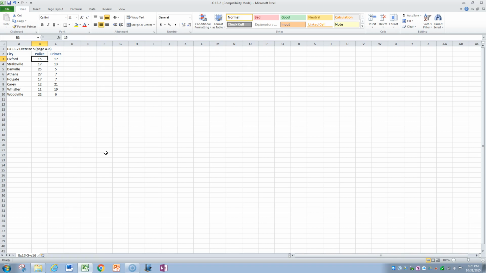The City Council of Pine Bluffs is considering increasing the number of police in an effort to reduce crime. Before making a final decision, the council asked the chief of police to survey other cities of similar size to determine the relationship between the number of police and the number of crimes reported. The chief gathered the following sample information, which is shown here. So in these different cities, 1, 2, 3, 4, 5, 6, 7, 8 cities, they observed a number of police force and a number of crimes reported.